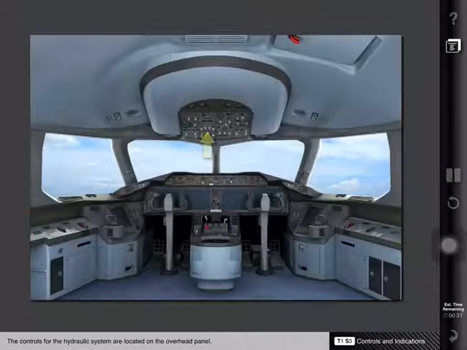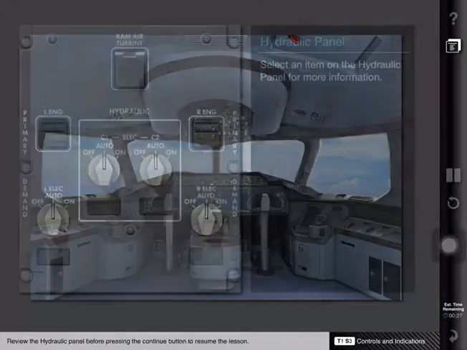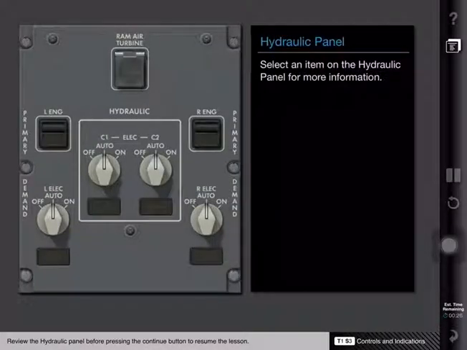The controls for the hydraulic system are located on the overhead panel. Review the hydraulic panel before pressing the Continue button to resume the lesson.